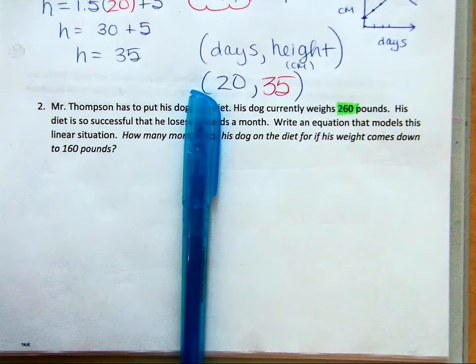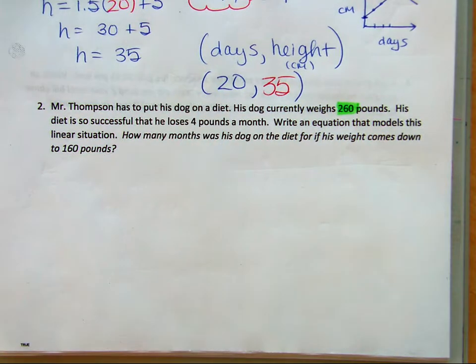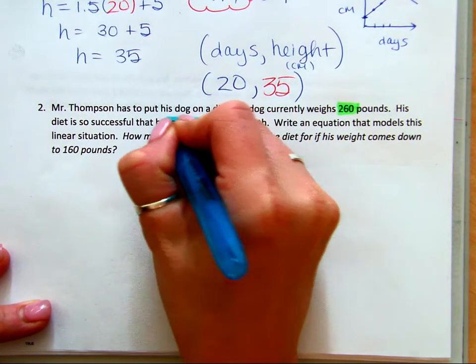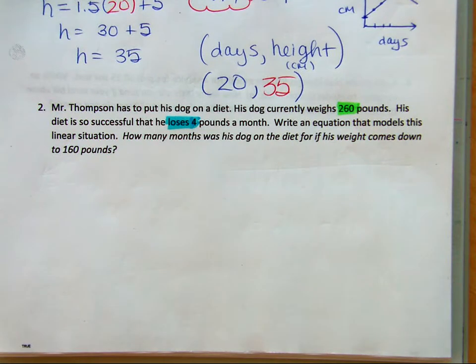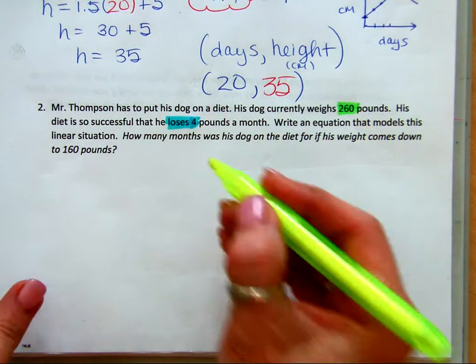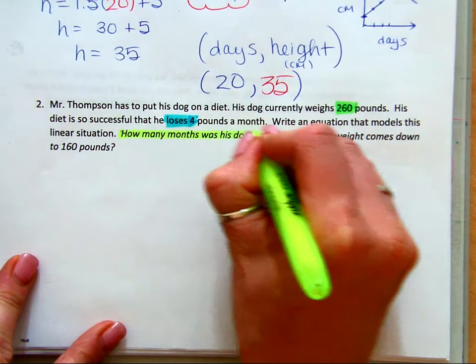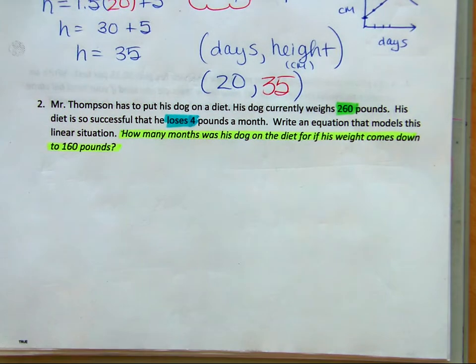Okay. Rate of change. Not only do I want to highlight the 4, what other word should I highlight? Loses. Because my rate of change, thank God in this case, is not going up. It's going down. What's that going to mean you have to put for your rate of change? A negative. Good. And then, his owner has a goal. His owner's goal is for this dog to lose 100 pounds. He wants him to weigh 160, not 260. So my question is, how long is it going to take?